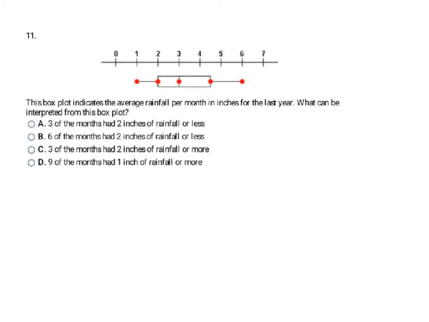Here's another box and whisker plot, and it indicates the average rainfall per month in inches for the whole last year. What can be interpreted from this box plot? Well, from our notes, remember each of these is called a quartile. That means each one has a quarter of the data. So a quarter of a year, if you have 12 months, you can break that down into 3, 3, 3, and 3. So each of these represents 3 months of rain.